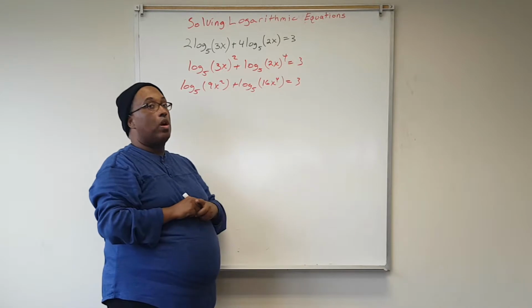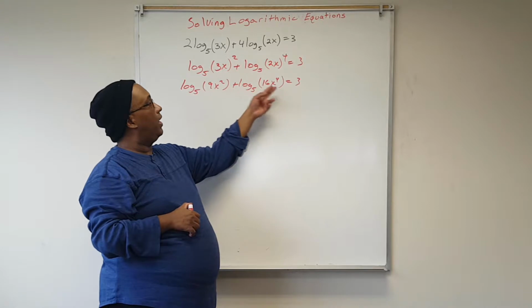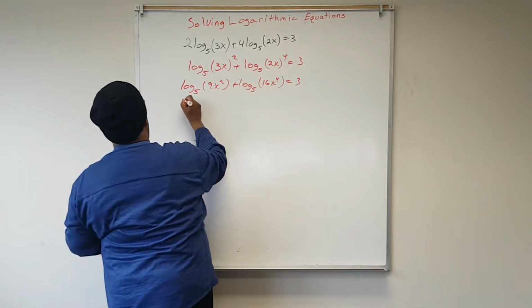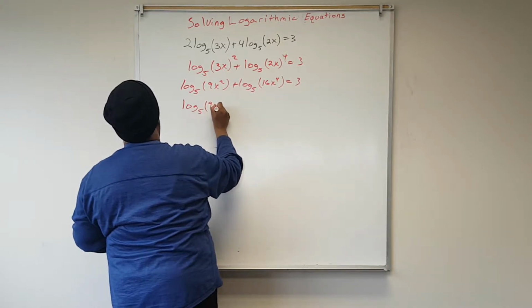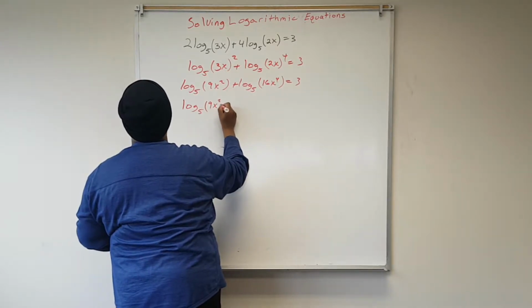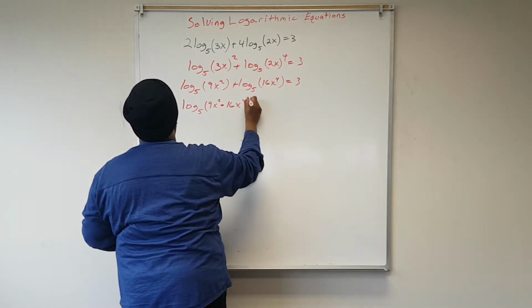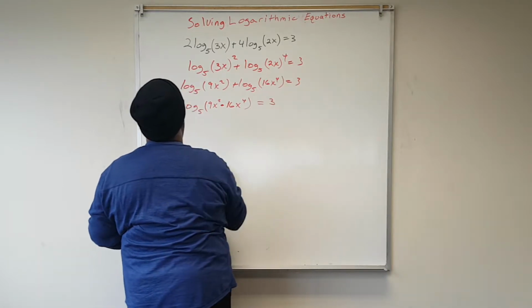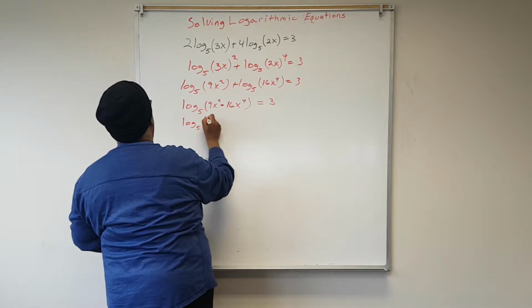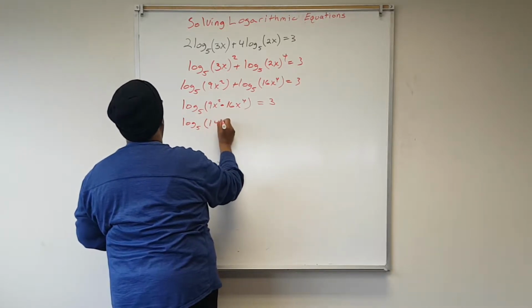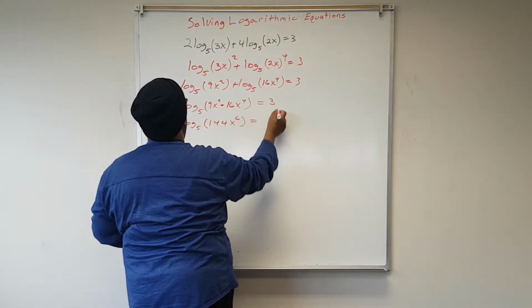Now another rule for logarithms: when you're adding logarithms with like bases, you multiply the arguments. So we have log base 5 of 9x squared times 16x to the 4th equals 3. 9 times 16, that's going to give us log base 5 of 144x to the 6 equals 3.